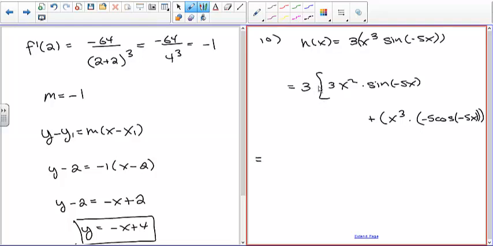So 3 times 3 is 9, so you get 9x squared sine of negative 5x. Here we have 3 times negative 5, so that's negative 15 x cubed cosine negative 5x. So again, constant polynomial trig function. The argument of the trig function doesn't change, but if you take the derivative, you got to make sure that you use the chain rule to multiply this by the constant that is inside. So that's your answer. That was worth 20 points.